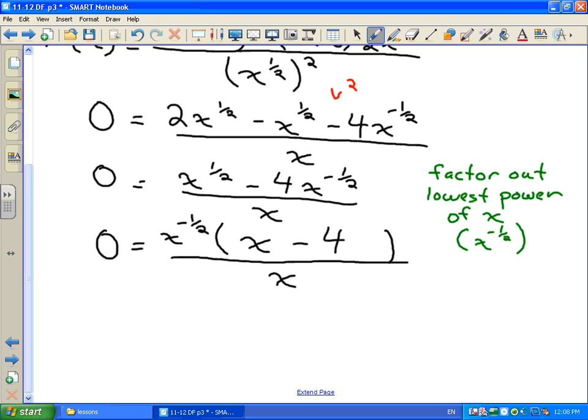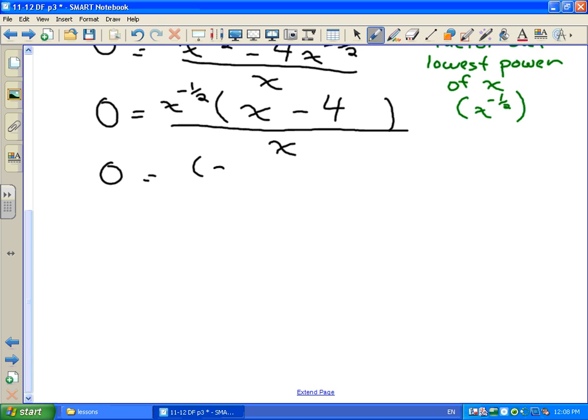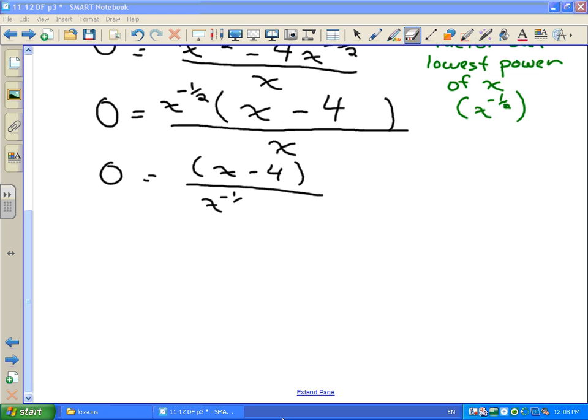Okay. And then my x to the negative 1/2, I can bring that down into the denominator. Where it's going to be not negative 1/2 anymore, but x to the 1/2 times x, which is just x to the 3 over 2. Okay. So that's as simple as this thing is going to get.